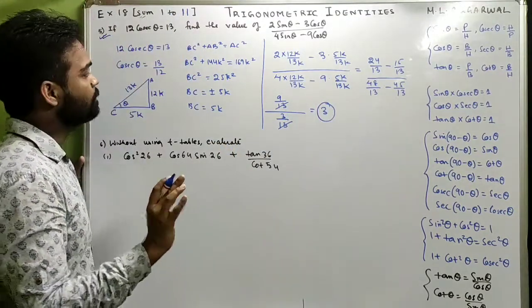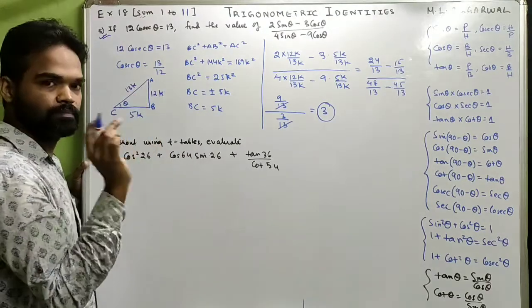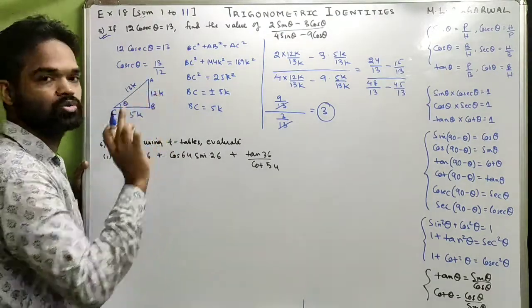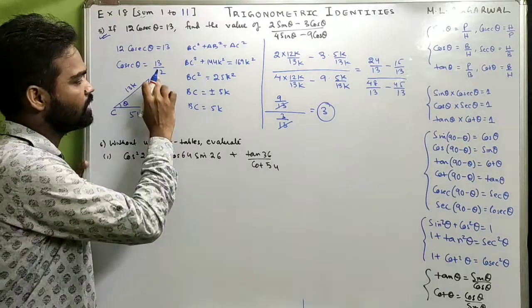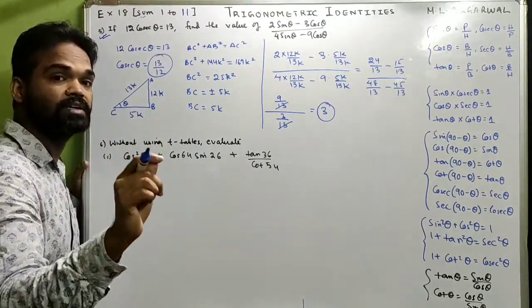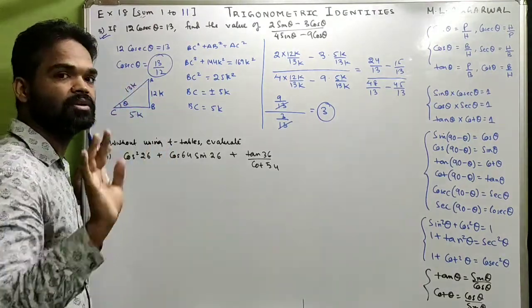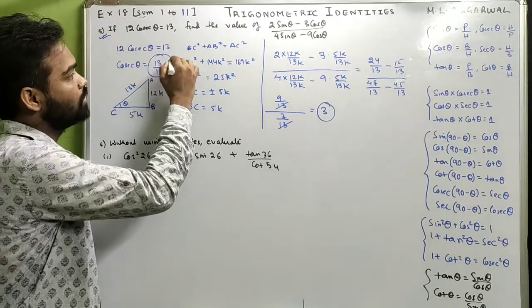Done. And please be careful. I've seen many times, cosec theta is 13 by 12, people do write like this, AB equals 12. No, you can't take AB as 12 units because this is a ratio. So you have to take 12k. You have to take 13k. You can't take AC as 13 units because that is a ratio.